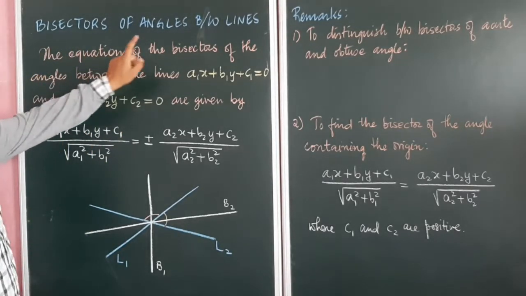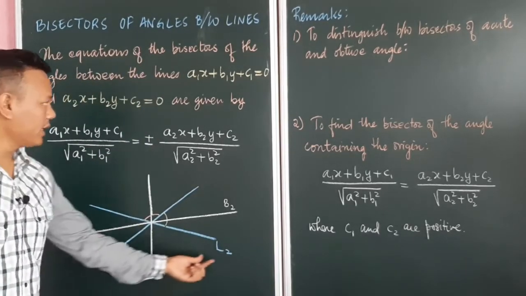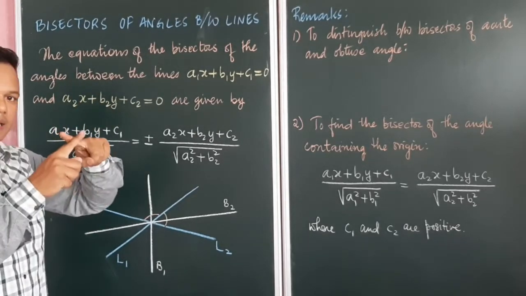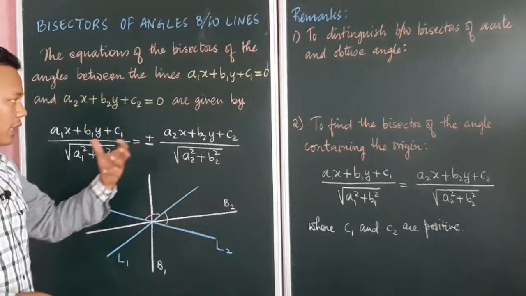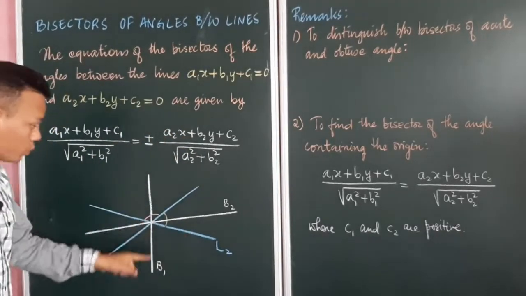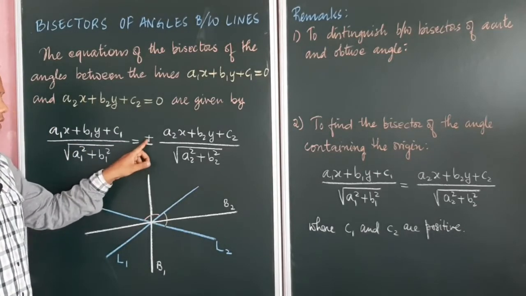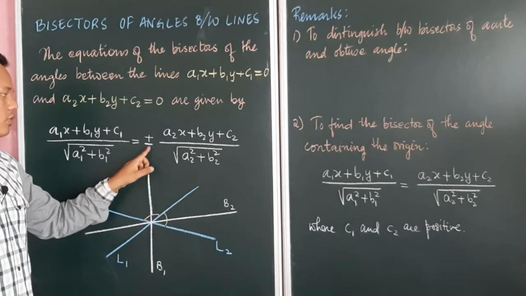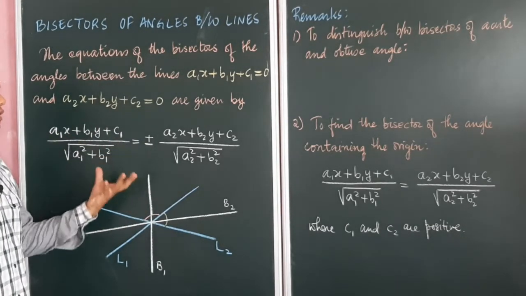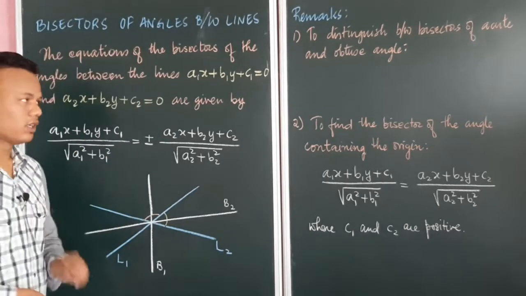So the equations of the bisectors of the angles between the lines, where the lines L1 and L2 are these two. All right, these two are the given lines which are getting intersected. Since there are two bisectors, the two equations will be given by this particular formula. If you take only plus, you'll get one equation. If you take minus, you'll get another equation. These are the equations of the bisectors of the angles between two given lines.